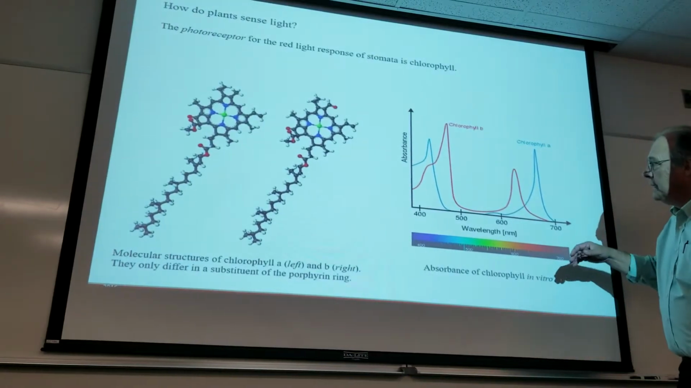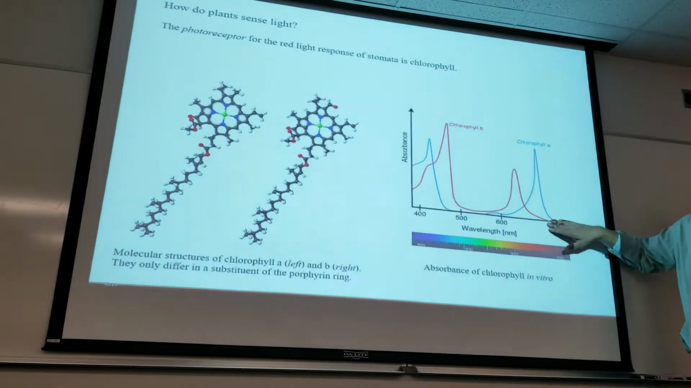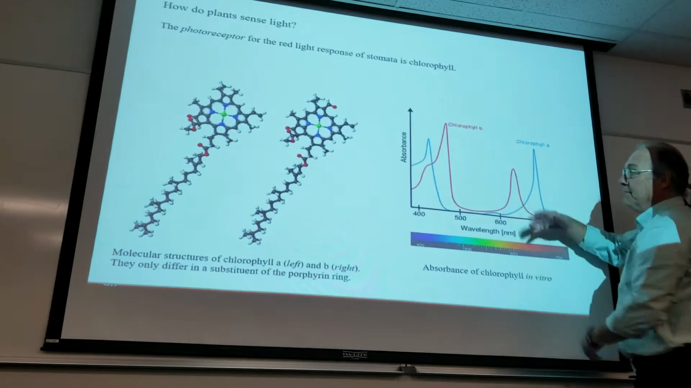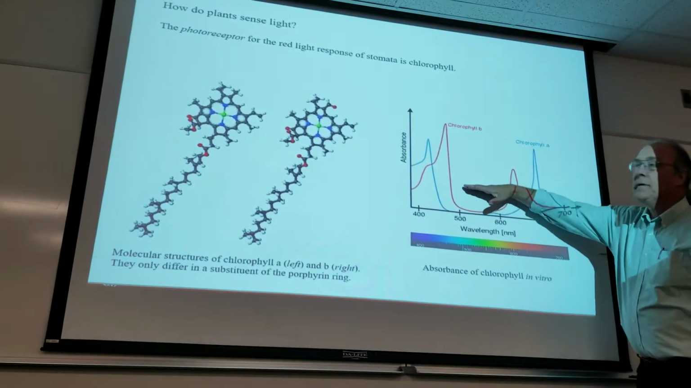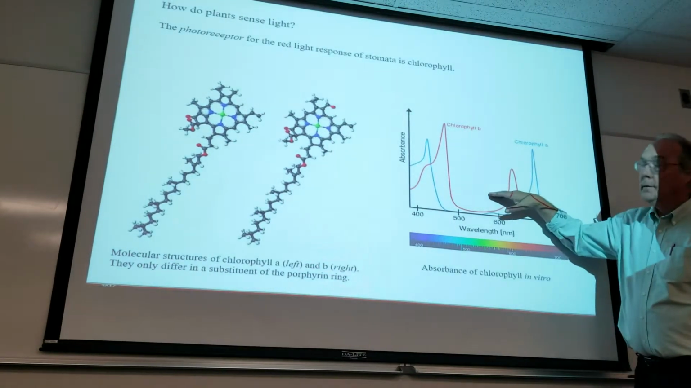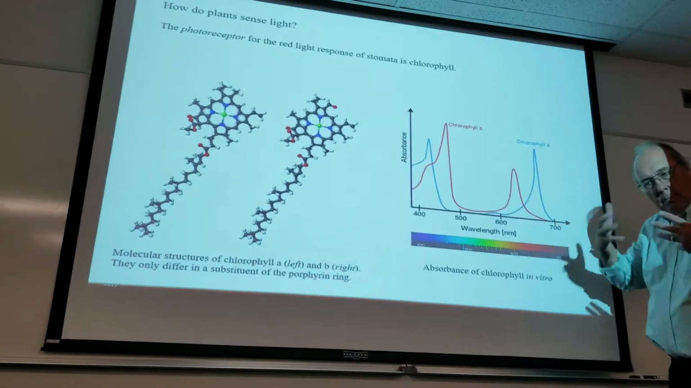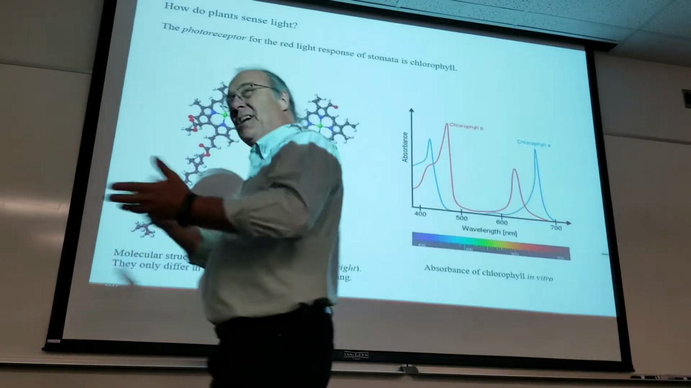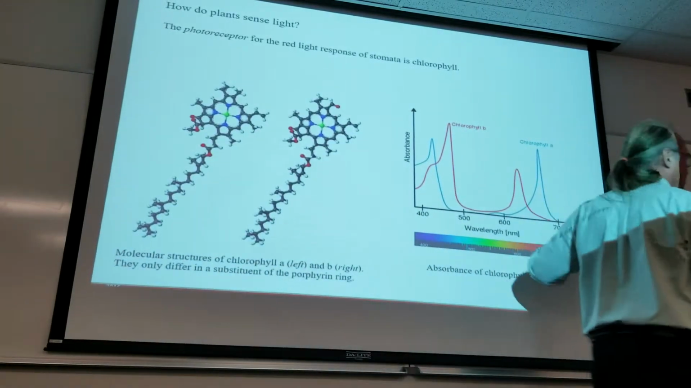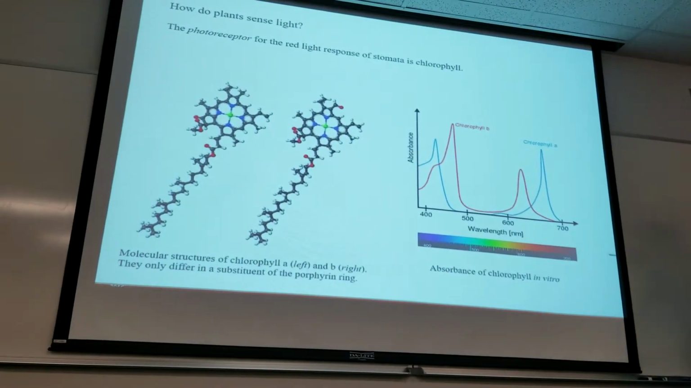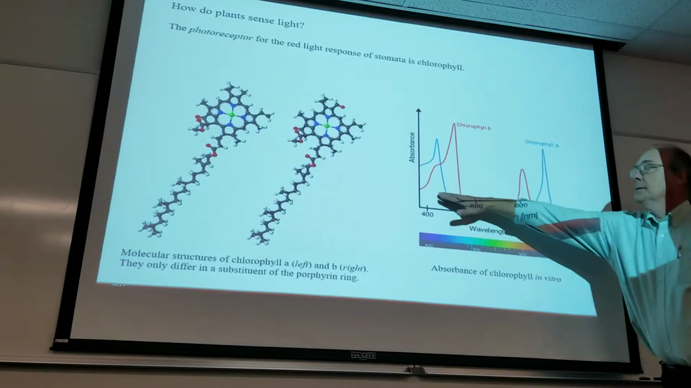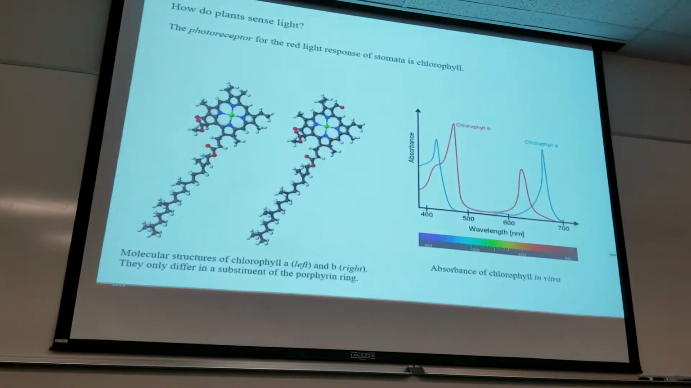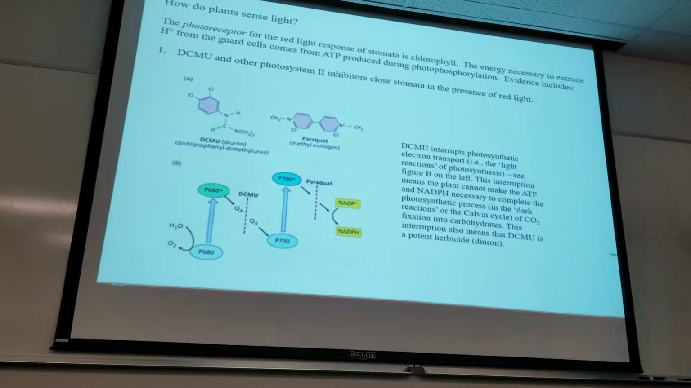Now notice, when I say red light, that's this part of the spectrum. But chlorophyll also absorbs here in blue. And in vivo, it also absorbs a fair amount in the green part of the spectrum too. And so, as I keep saying, red light response is a general response to light. It's not specific to red light. The blue light response is specific for bluish light, but the red light response is across the whole photosynthetic reactive spectrum. But anyway, photoreceptor is chlorophyll.